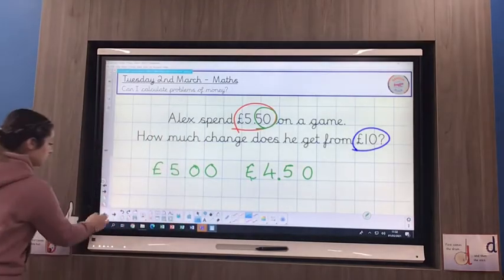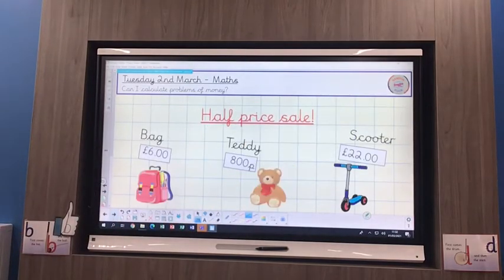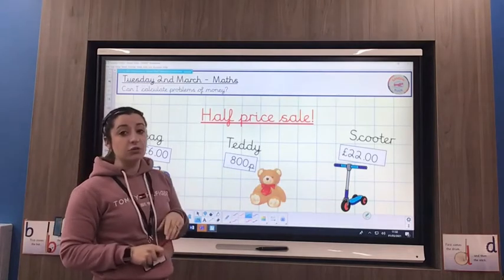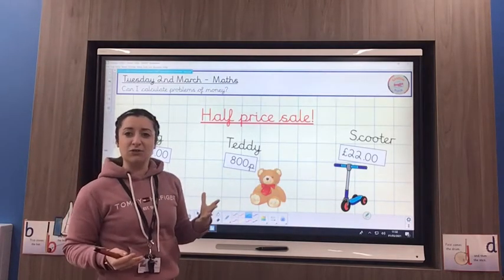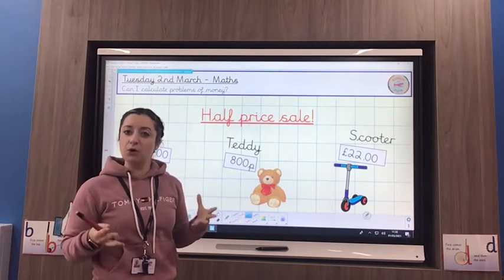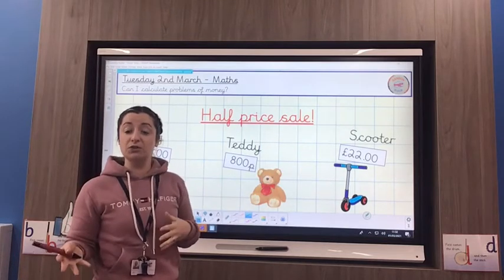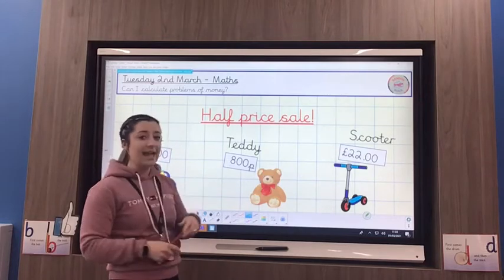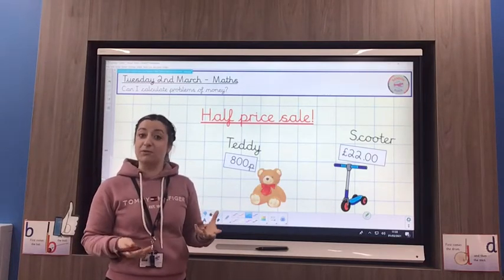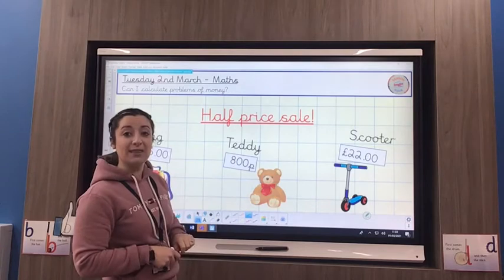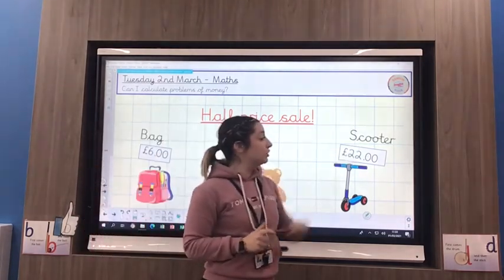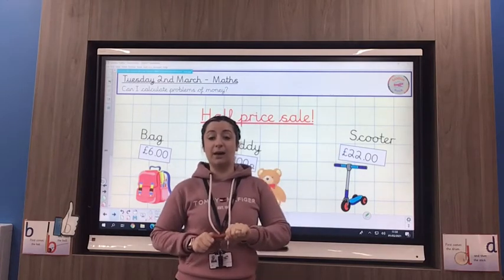Okay, so I'm going to move on to the final slide, and this is my half price sale. So I've got a bag which is £6, a teddy which is 800 pence. How much would 800 pence be in pounds? If 100 pence is £1, 200 pence is £2, 300 pence is £3. 800 pence would be £8, wouldn't it? But I've not shown it that way, I've shown it in pennies, just to help you. And then I've got a scooter, and that's £22.